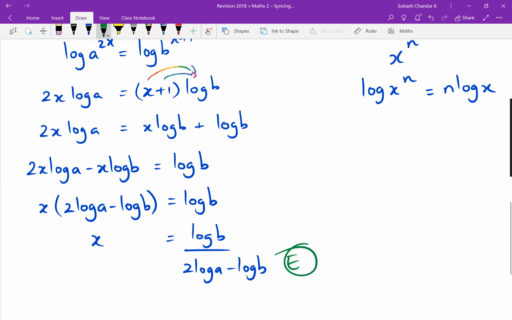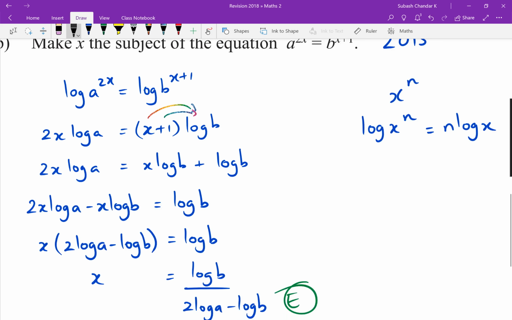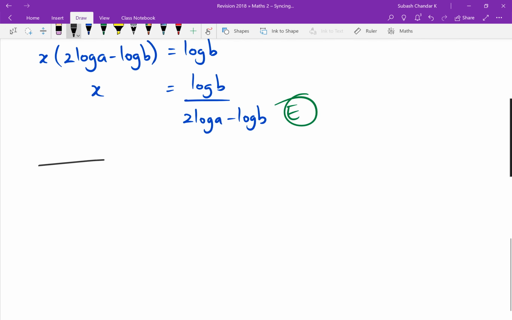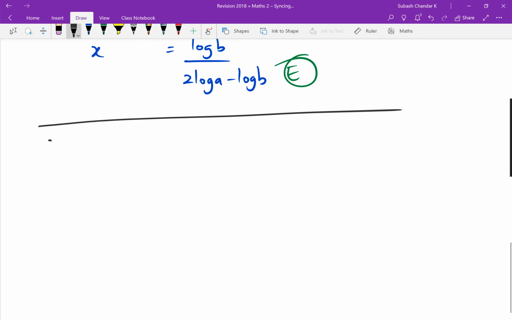Parallel question? Similar question like this? Okay. What did we do this time? Any questions on this? Does that seem all right, guys? Okay, you guys try this question here. So make x the subject.